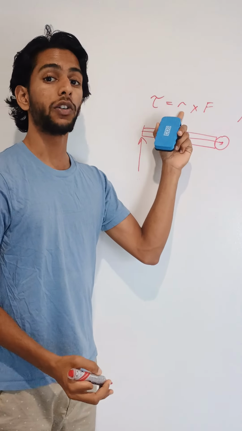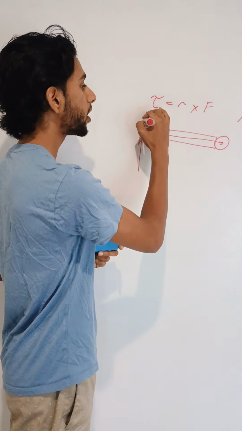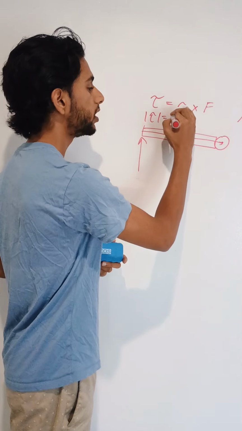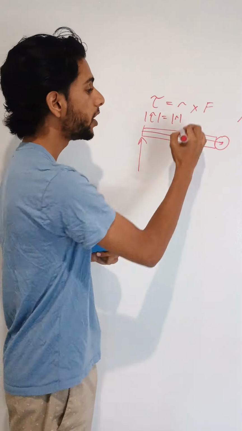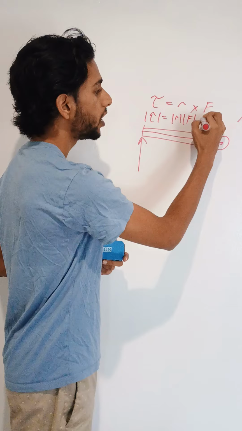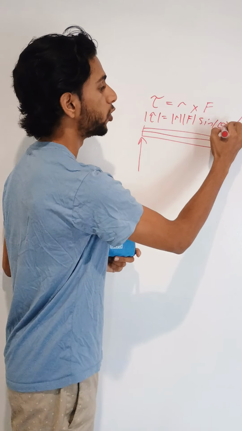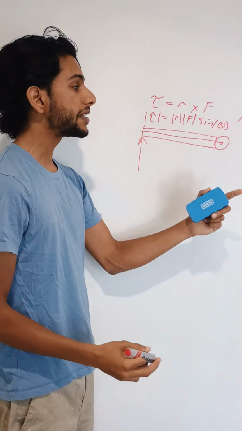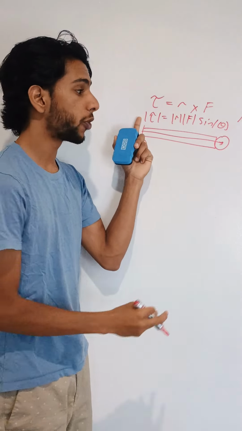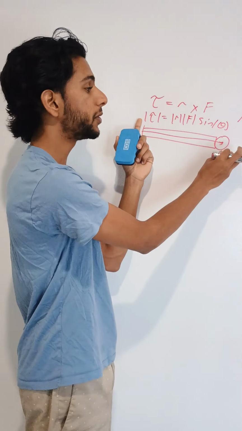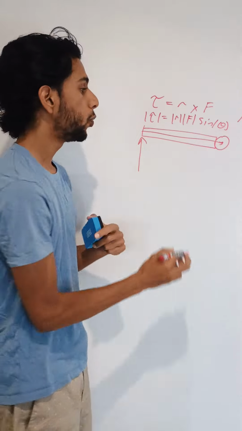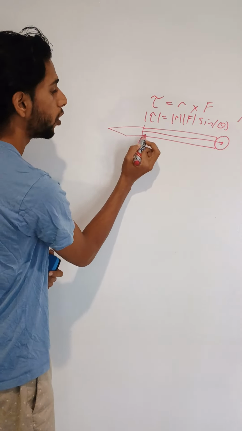Because of this formula as well, because it's a cross product, what we know is that the magnitude of our torque is equal to the magnitude of this length vector times the magnitude of our force times the sine of the angle between them. Okay. What this means is that to increase our torque, or otherwise the action of rotation on our pivot point, we can do three things. We can either increase the length of our wrench.